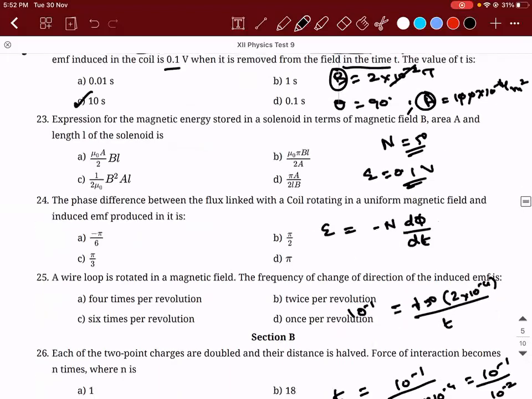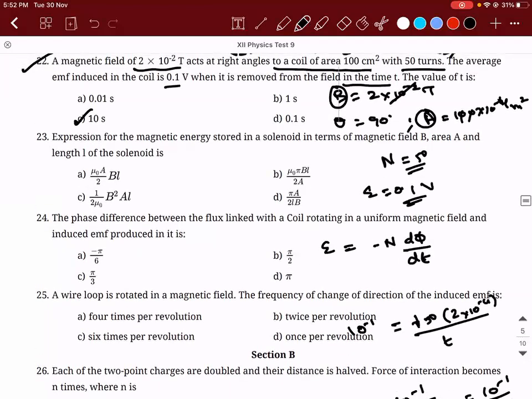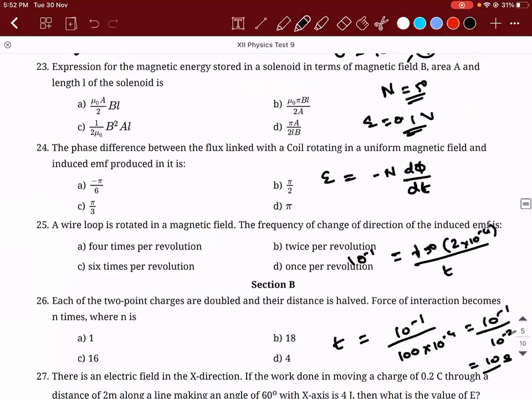Minus n, 50 into 2. 10 power minus 1 is equal to 50 into 2 is 100. 100 into 10 power minus 4 is 10 to the power minus 3. 1 minute. Is there any mistake? Let me write it again.